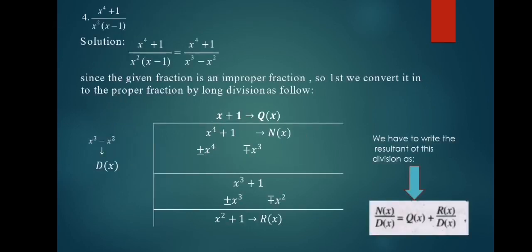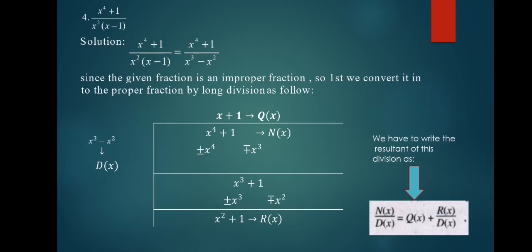Question number 4 is (x^4 + 1) divided by x^2(x - 1). Here you can easily observe that the fraction given to us is not a proper fraction, it is an improper fraction, since the degree of the numerator is 4 and that of the denominator is 3, since when x^2 and x are multiplied, we will get x^3.